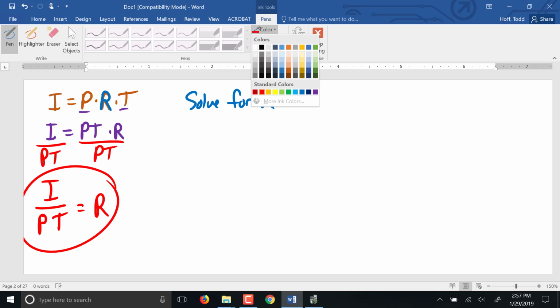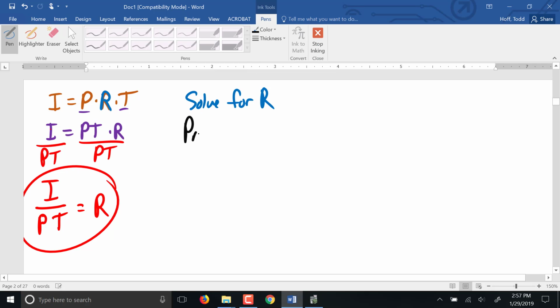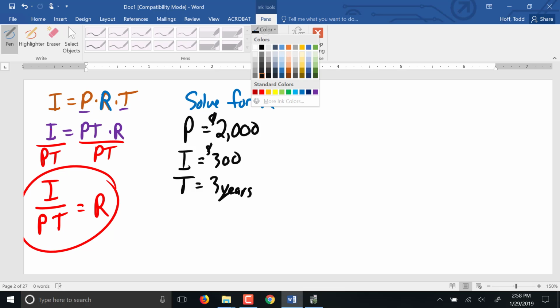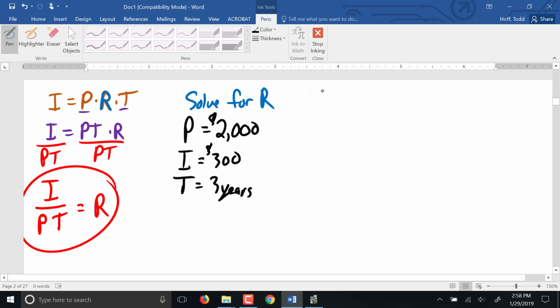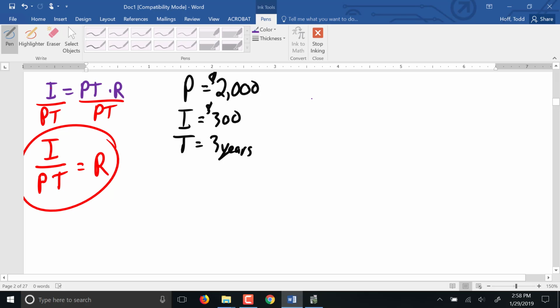But now when we find, let's say that we have principal, I'm just going to put P equals, principal of $2,000 gives interest of, let's say $300 in time of 3 years. Now I can simply put that into the formula, into this expression here, and solve it.